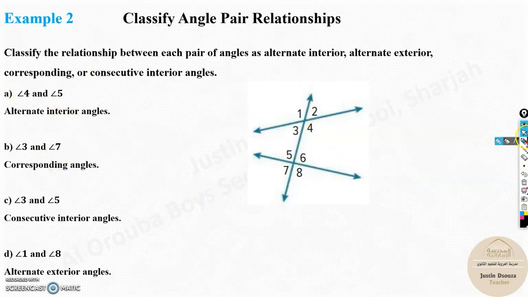So please try to understand. Interior means inside, exterior means outside, alternate means opposite like this, consecutive is same, and corresponding is the one which is relating to the position. If it is top left, this also must be top left.